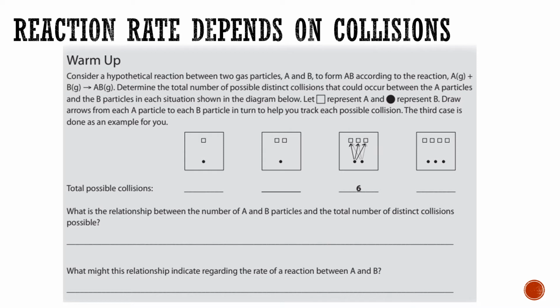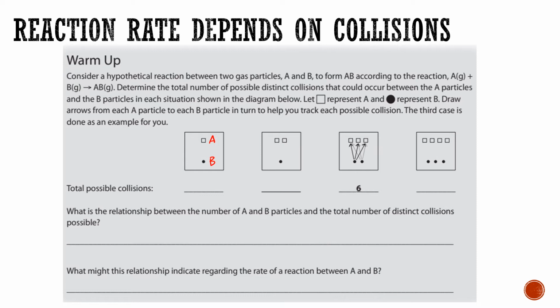If you would like to work on this warm-up activity in your workbook, it's on page 24, at least in my version of the workbook. Otherwise, you can do it straight on the piece of paper that I've given you. But we're going to consider this kind of hypothetical reaction. So we're going to think about gas particles. We've got A and B that are reacting to form AB. So if we're going to let the squares equal A and the dots equal B, what we're going to do is just track the total possible collisions.